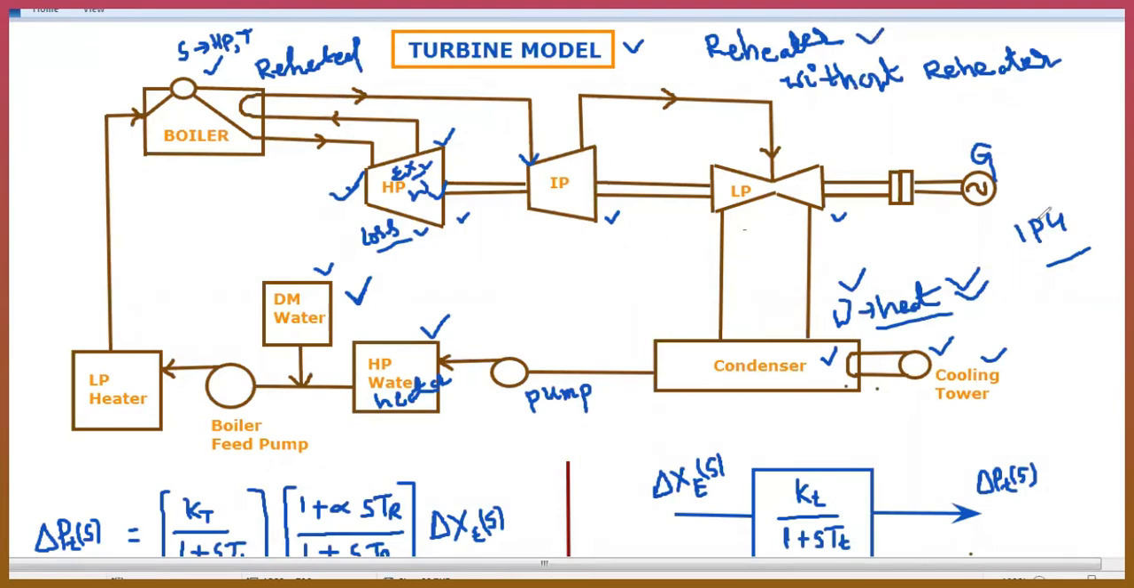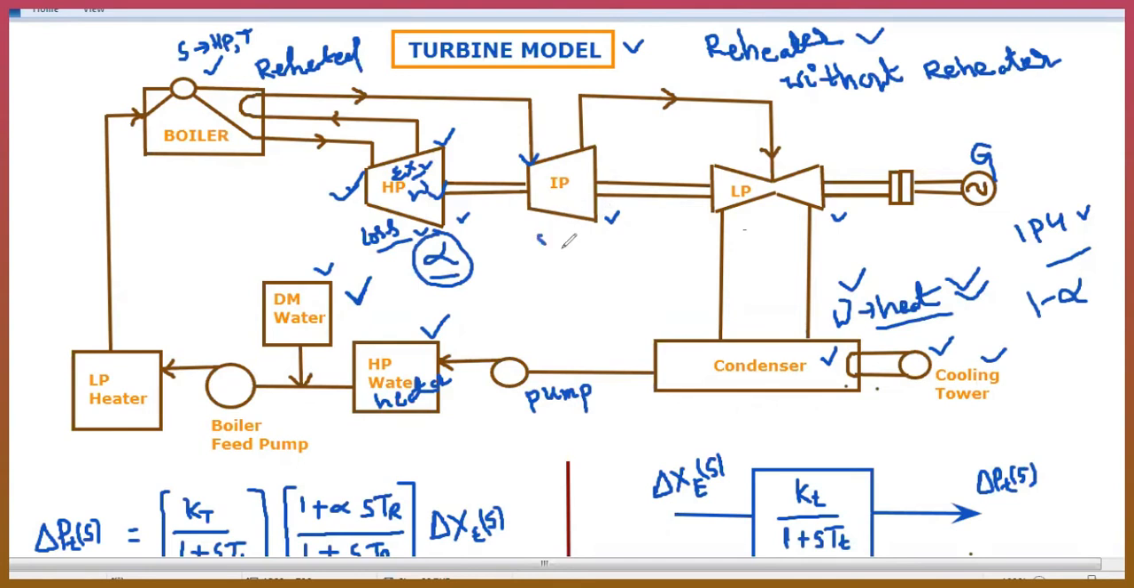Now let us consider that the entire stages of the turbine have a capacity of 1 per unit, and let alpha be the rating of the HP stage turbine. Now the remaining IP and LP have the rating of 1 minus alpha per unit. The entire system rating is 1 per unit, and we are assuming that the rating of the high pressure turbine is alpha per unit.